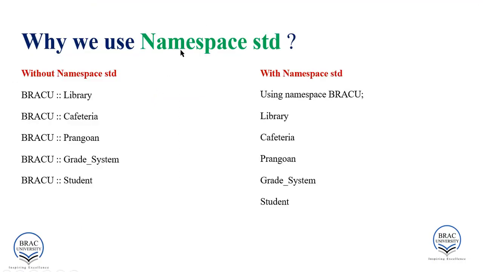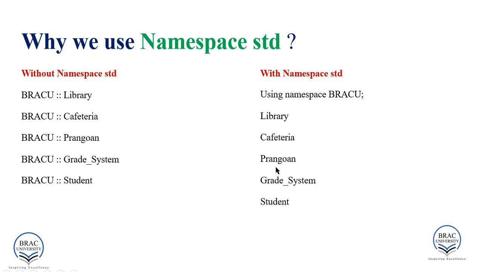So then, why did we use namespace std? What is the reason for using namespace std? We are telling the compiler that we are using the standard library. If we don't use namespace std in our code, then we have to write std::cout, std::cin, std::vector, just like BRAC University library, BRAC University cafeteria. You have to mention it again and again if you don't write namespace std.